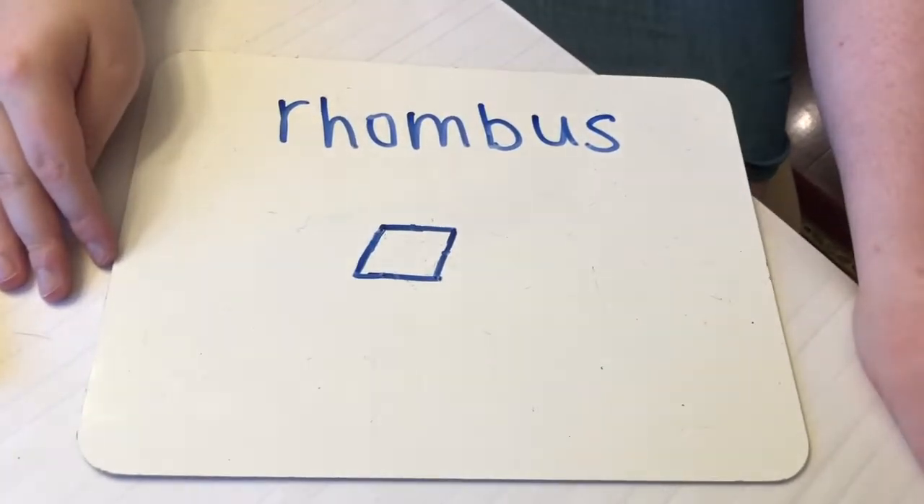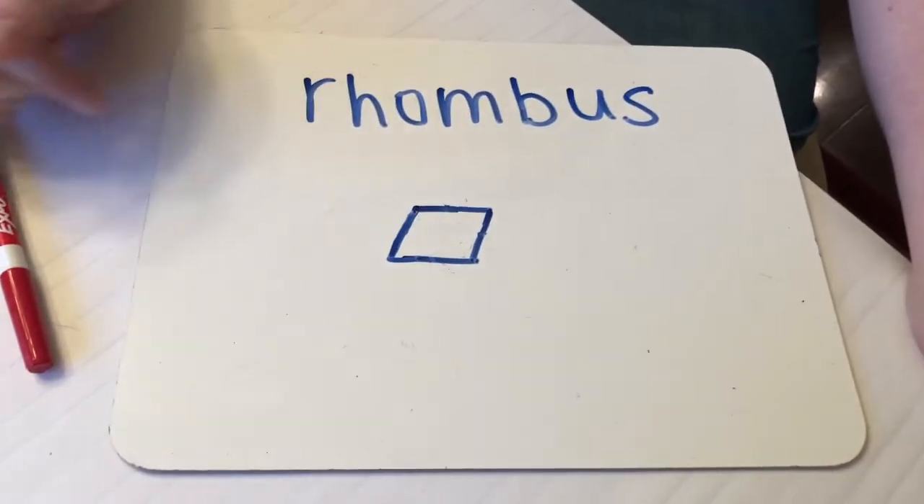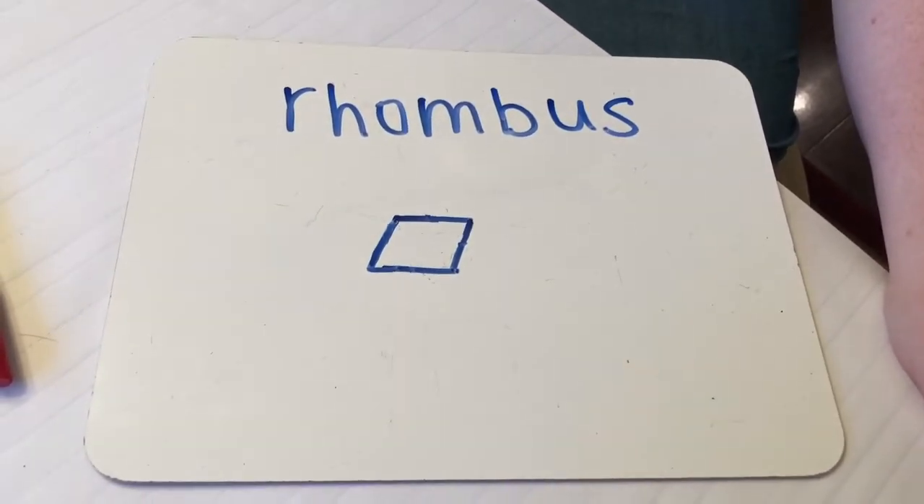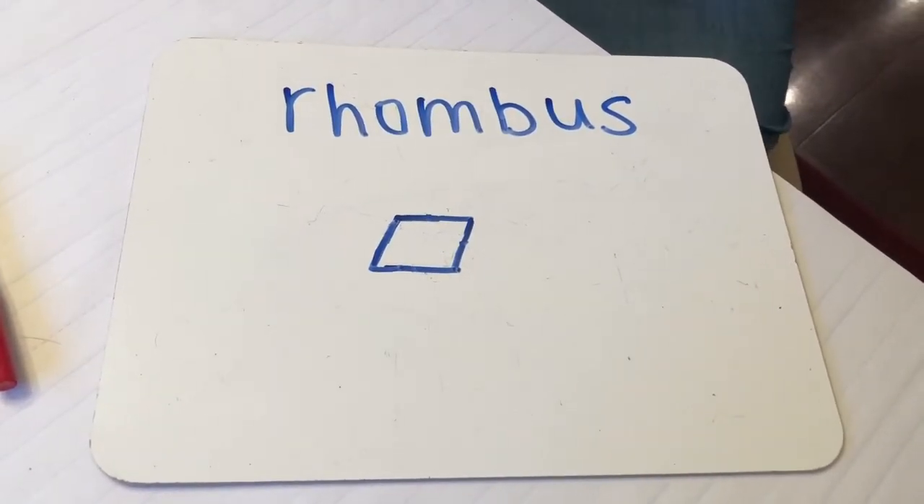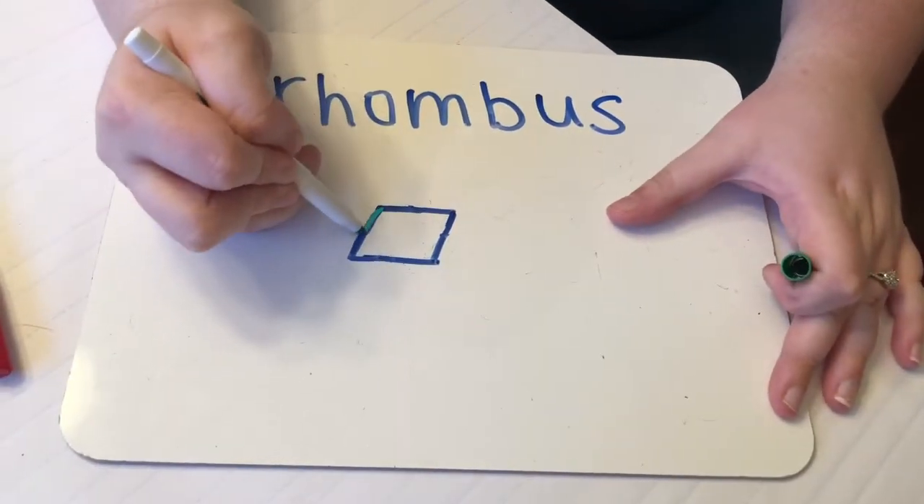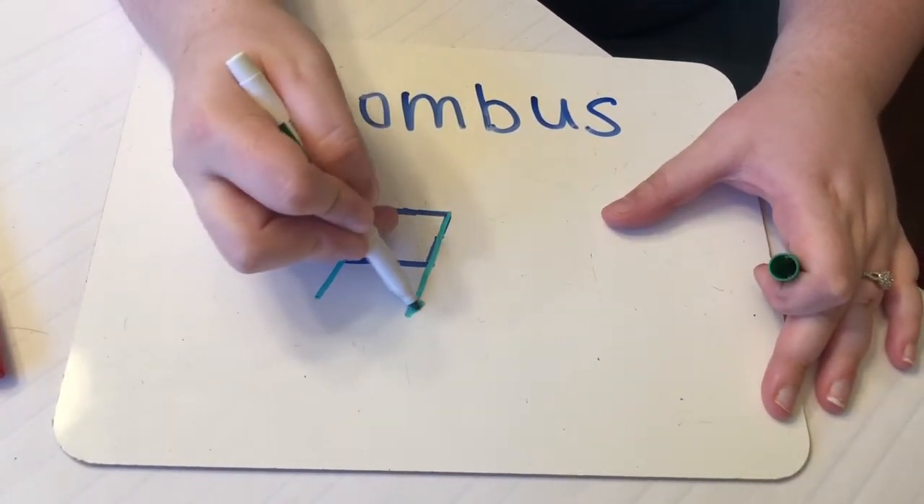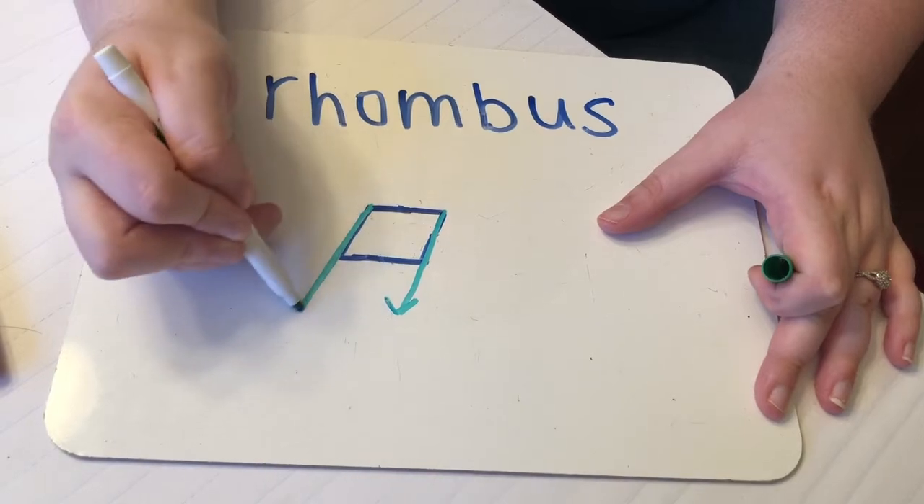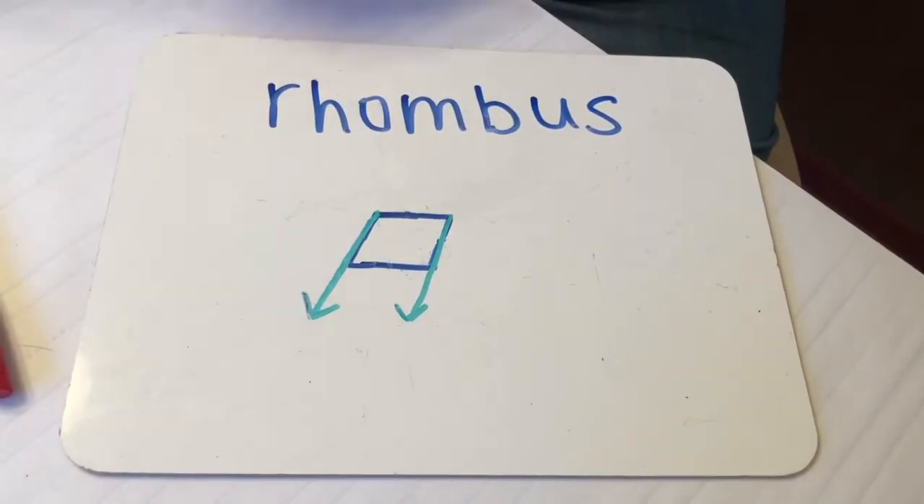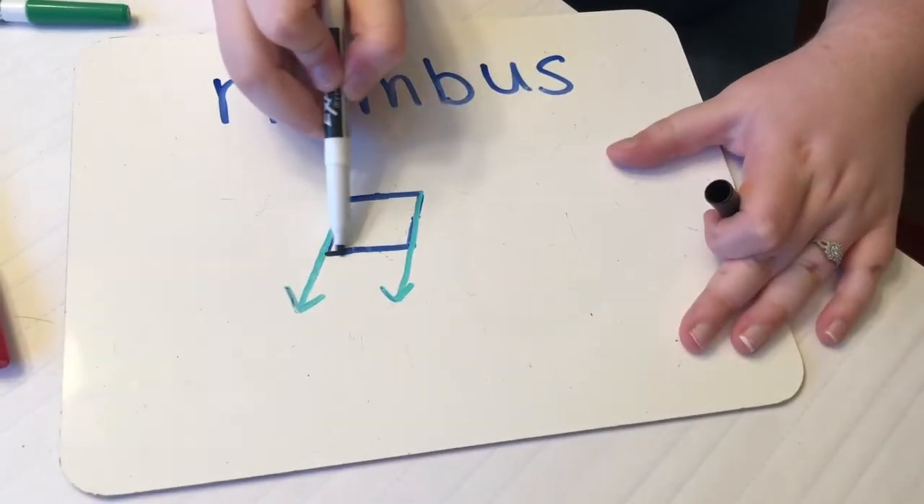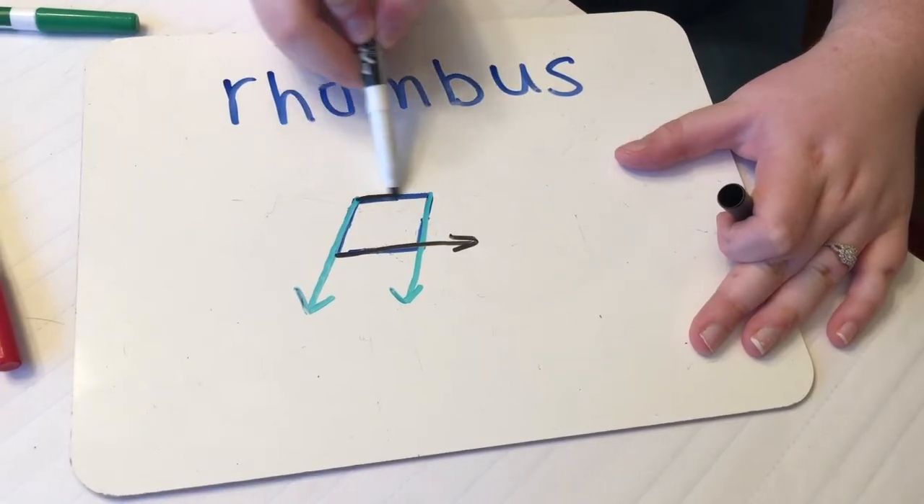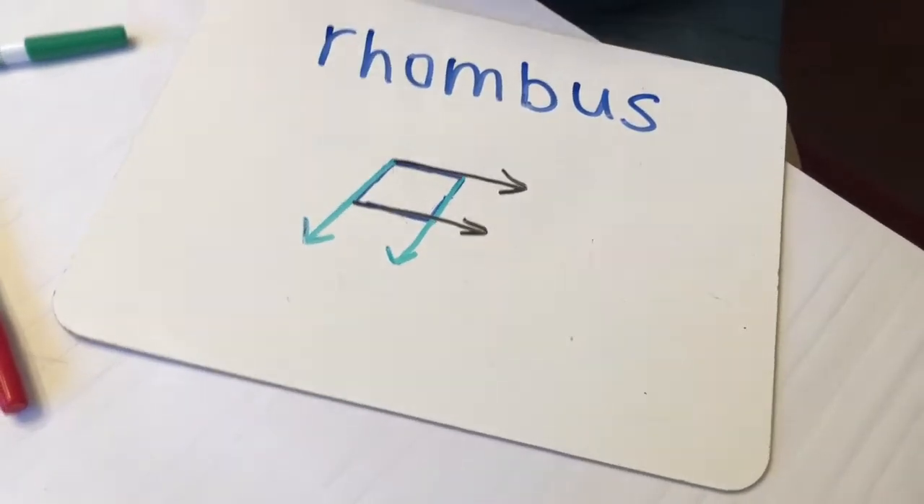So our next quadrilateral is called a rhombus. A rhombus looks very similar to a parallelogram. As you can see, we have our 2 sets of parallel lines. We have these right here. They will never cross because they're going the same direction. And then we have our second pair of lines this way, and they will never cross.